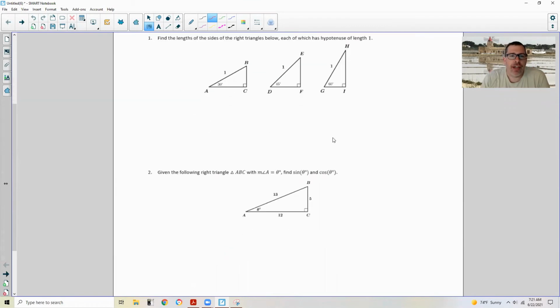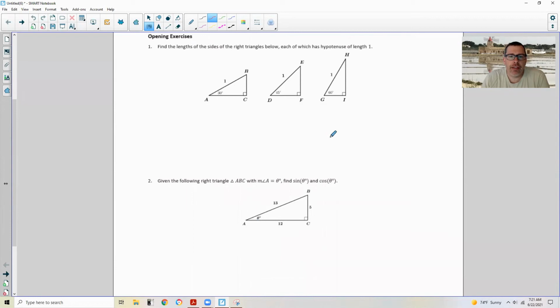Classwork opening exercise. Find the length of the sides of the right triangles below, each of which has a hypotenuse of length 1. So in the teacher edition, it says, do this lesson without the use of a calculator. Well, how am I supposed to do that? Well, let's review special right triangles.